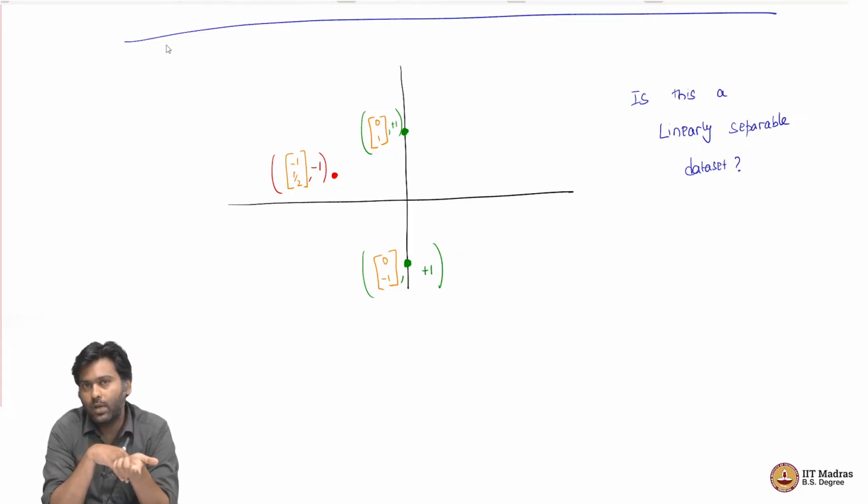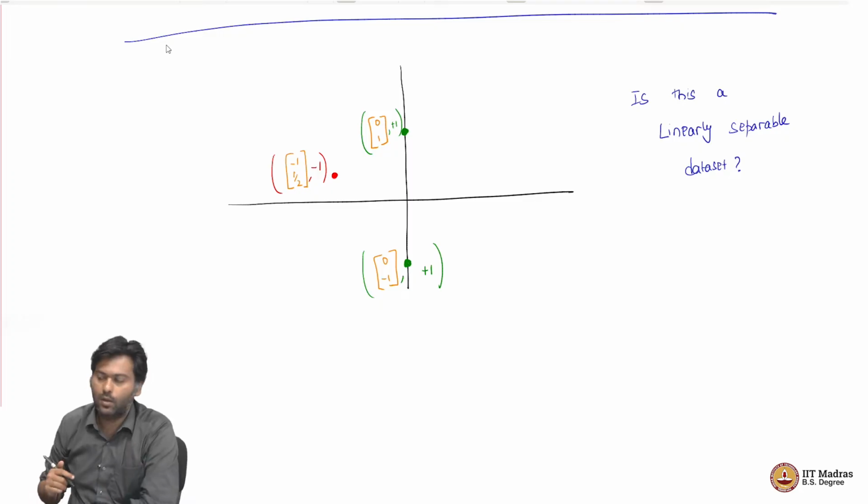In other words, what I am asking is that, is there a W such that for the points labeled plus 1, W transpose X is greater than or equal to 0, and for points labeled minus 1, W transpose X is less than 0. If you can find such a W, then this is a linearly separable data set. If you cannot find any W, then this is not a linearly separable data set. So, is this a linearly separable data set? Pause and think about it, I will tell you the answer now, right.